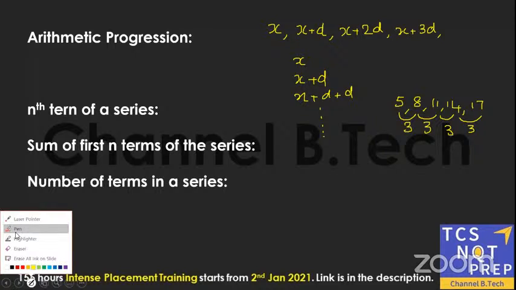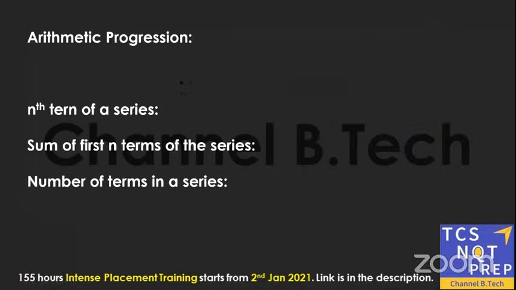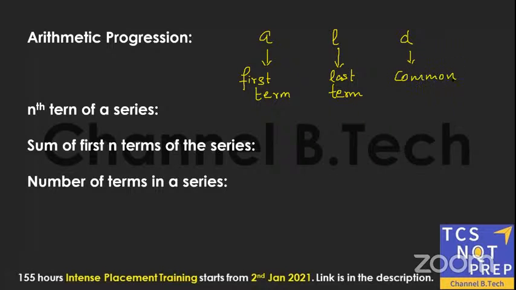Now we have three different parameters. One is A, the next one is L, and the next one is D, where A is the first term. We represent the first term of the series using the term A. L is the last term. D is the common difference. Using these parameters, we will try to express formulas for different requirements.